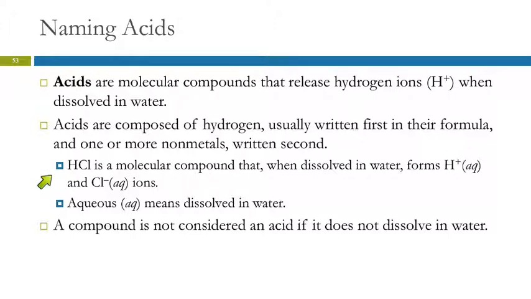So HCl, this is a molecular compound. Hydrogen and chlorine, both nonmetals, right? And we could name that hydrogen monochloride. It's a molecular compound, but when you put it into water, it ionizes, and it forms hydrogen ions and chloride ions. And when we write (aq) in parentheses after a substance's formula, that just means it's dissolved in water. Aqueous, like agua, water.